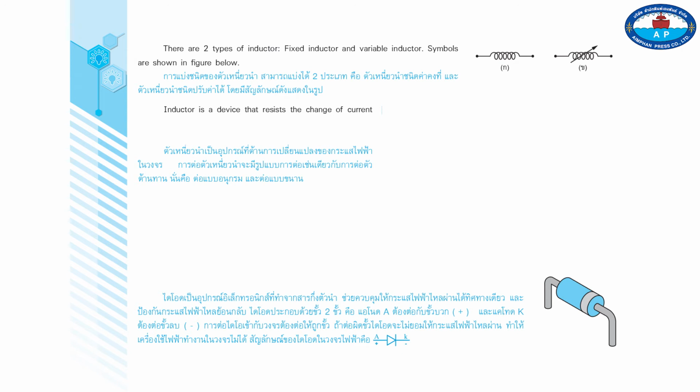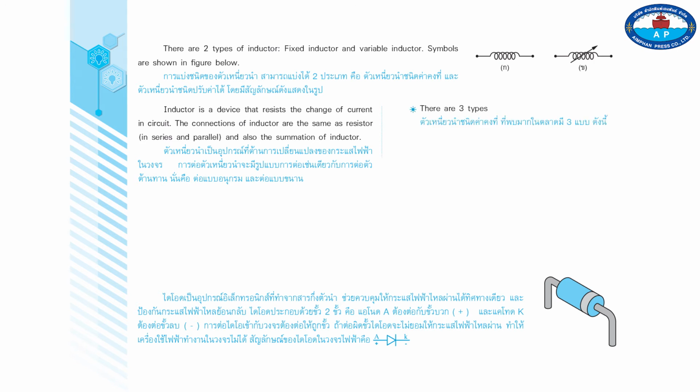An inductor is a device that resists the change of current in a circuit. The connections of inductors are the same as resistors in series and parallel, and also the summation of inductors. There are 3 types. 1. Air core type. 2. Ferromagnetic core or iron core type. 3. Ferrite core type.